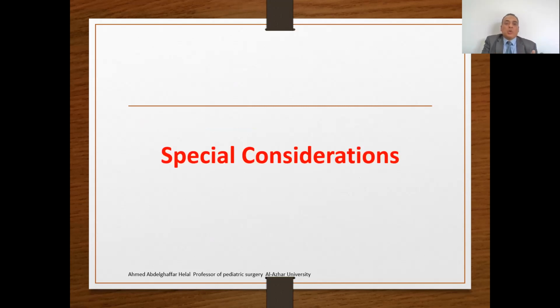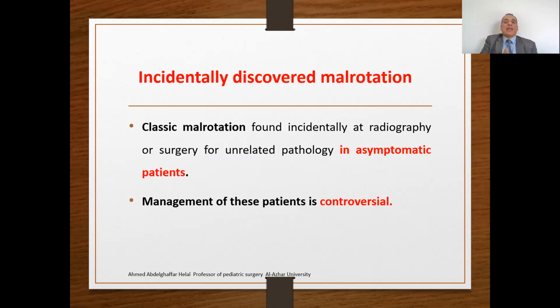Now we will go to special considerations. Some special considerations for intestinal malrotation cases. Number one, incidentally discovered malrotation. We mean by incidentally discovered malrotation that classic malrotation found incidentally at radiography or surgery for unrelated pathology in an asymptomatic patient without any symptoms. The management of this patient is controversial.